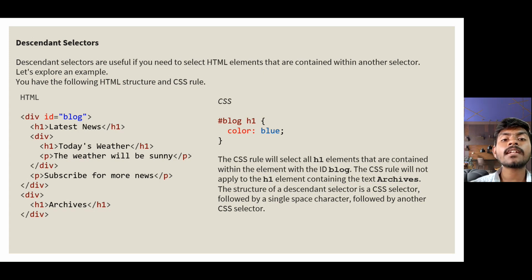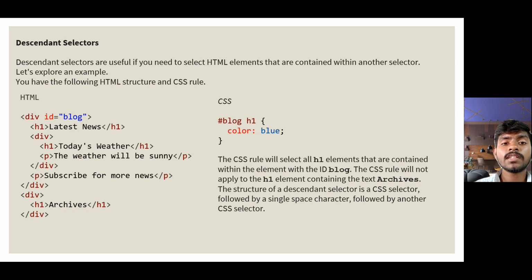Descendant selector. Descendant selectors are useful if you need to select HTML elements that are contained within another selector. Let us explore with an example. You will have the following HTML and CSS rule. Here we have HTML code. Here we have a div with an ID blog and an h1 inside the div with the text latest news, and another div which has an h1 and a paragraph tag, closing the div. At the last we have a paragraph and closing the div, and in an opening div we have an h1 tag.